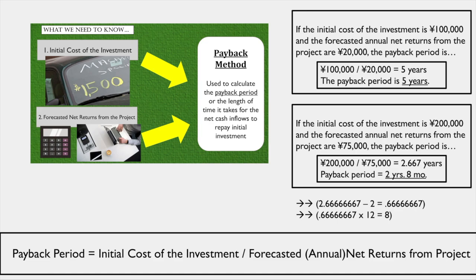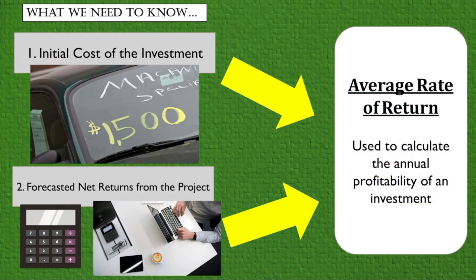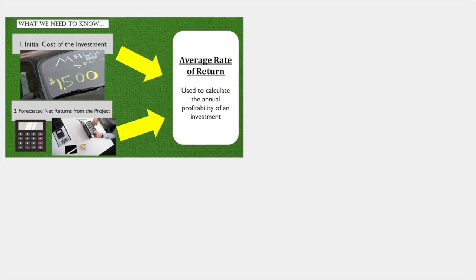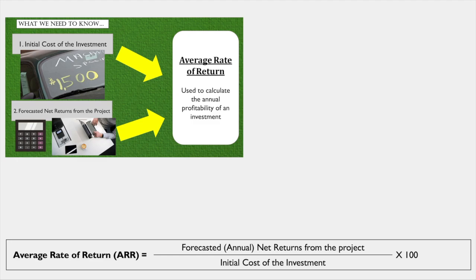The next thing that we can calculate is our average rate of return. So if we have our initial cost of the investment and our forecasted net returns of the project, we can figure out in terms of profit what percentage of our initial investment will be returned to us each year. That's our average rate that our investment will return back to us. Let's take a look at the formula for that. Our average rate of return is our annual net returns from the project over the initial cost times 100.